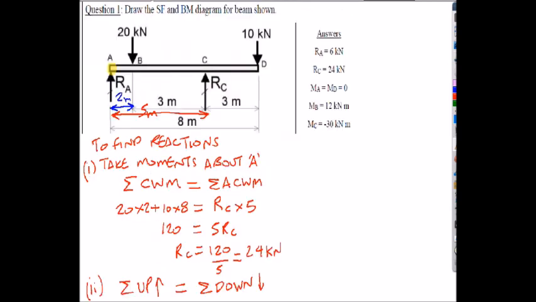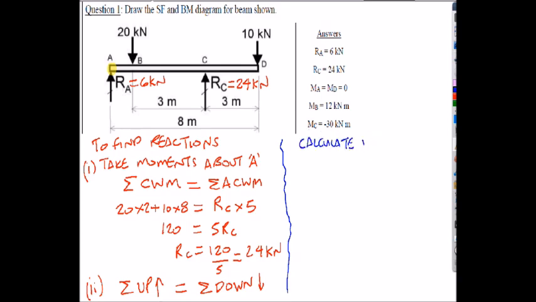So now I've got my values for RA and RC, and I can write them in now. So RC here is equal to 24 kilonewtons, and RA is equal to 6 kilonewtons. Okay, what we've got to do now is work out the bending moments at the various points along the beam. So calculate bending moments. We're going to take moments to the left of the various points, so take moments to the left hand side of each of the points.